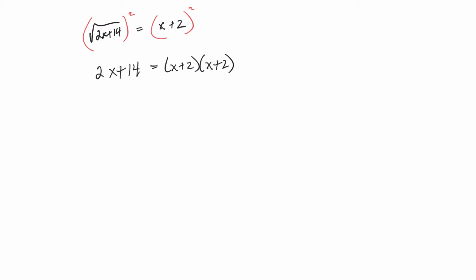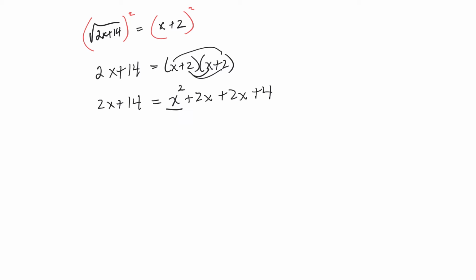You need to just use the distributive property or FOIL to get rid of those brackets. So x times x is x squared. X times 2 would be a 2x, and then another 2x and a 4. Okay, so then I have 2x plus 14 is equal to that.